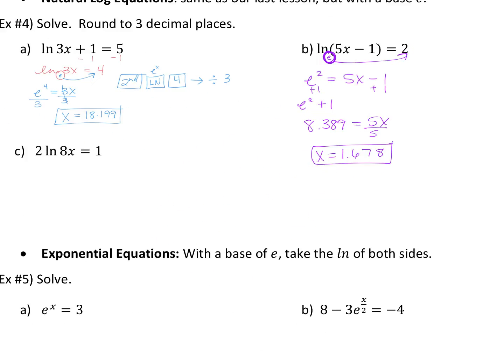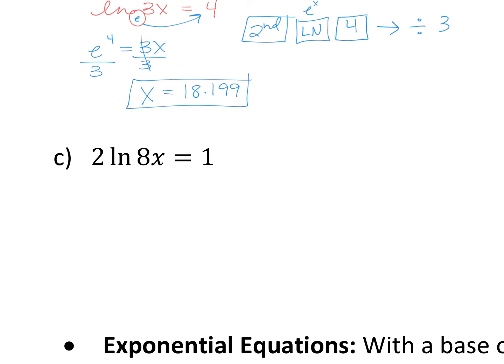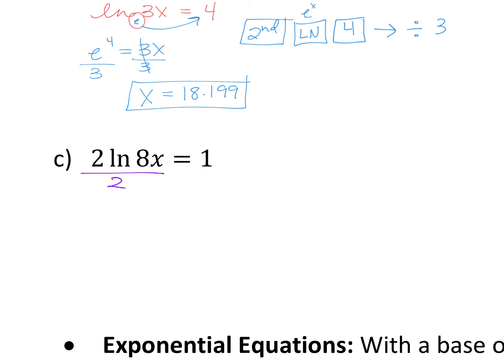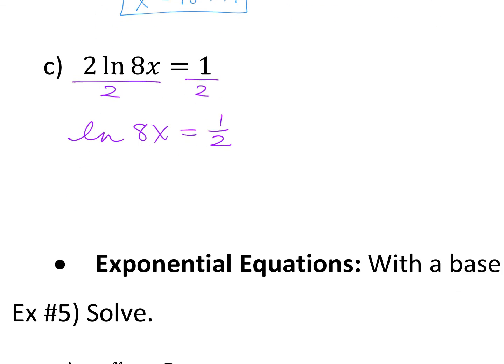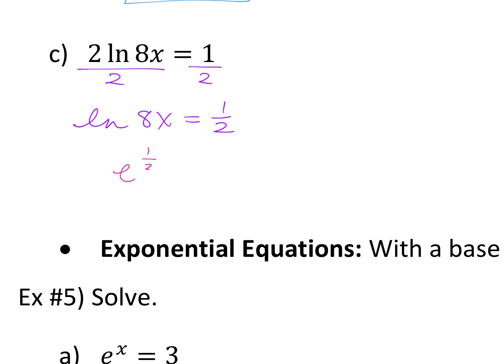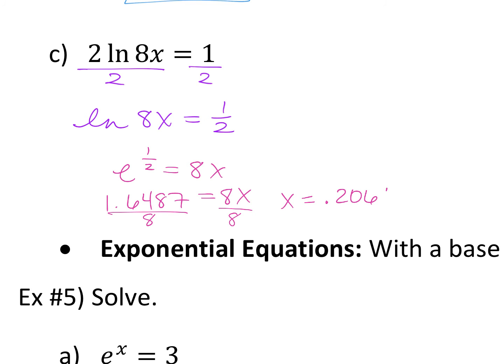Okay, this one over here, letter C. What do you do first? You got to get rid of the 2, isolate, right? So divide by 2. So it's the natural log of 8x equals 1/2. And then how do you set that up? E to the 1/2 power equals 8x, okay? So plug in e to the 1/2 power, second e to the 1/2 power is this number. Again, you don't have to write this down for me. It's just, if it's more comfortable for you, that's fine. And then divide by 8. So that number divided by 8, and you get x equals 0.206. What did we do? 3 decimal places?